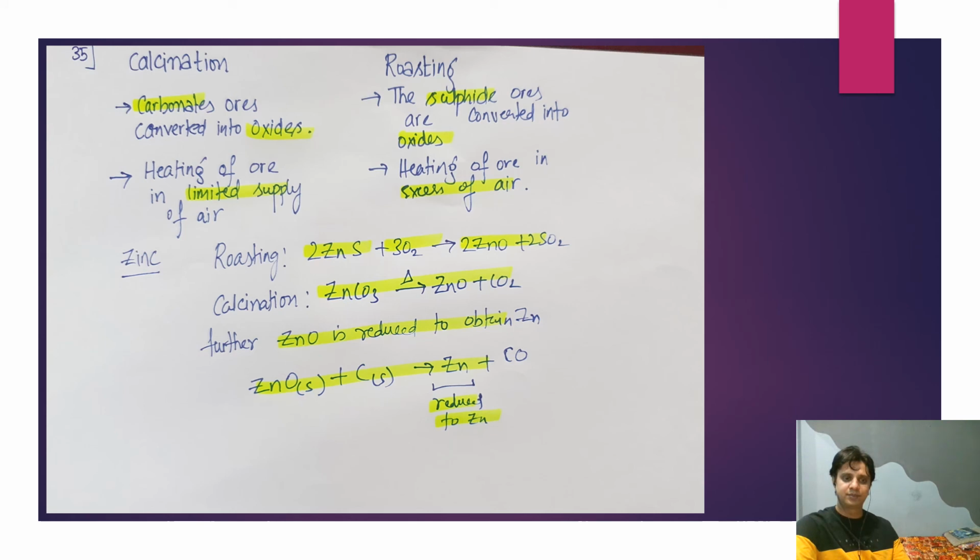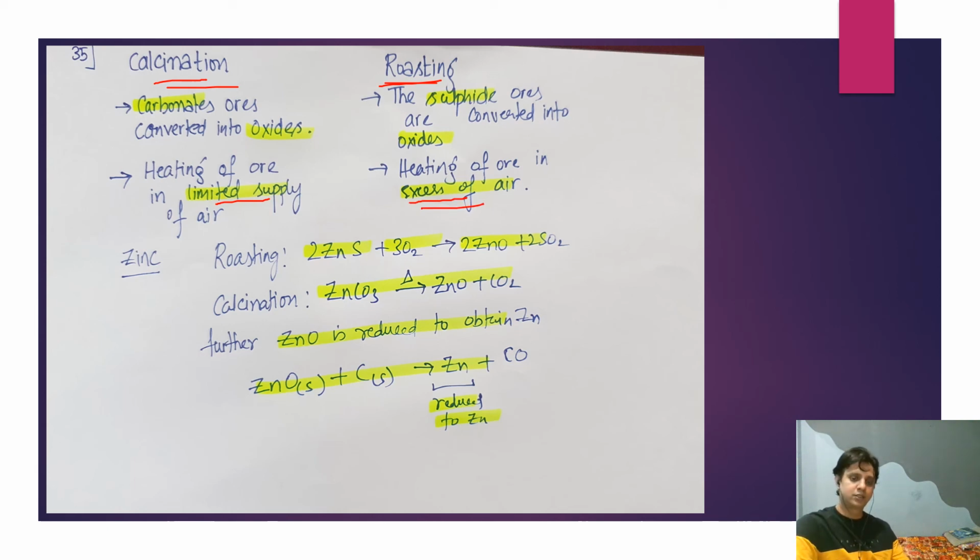35th one is the difference between calcination and roasting. So we say calcination is when carbonate ores are converted into oxides, and roasting is when sulfide ores are converted into oxides. And calcination happens in a limited supply of air, and roasting in excess of air.